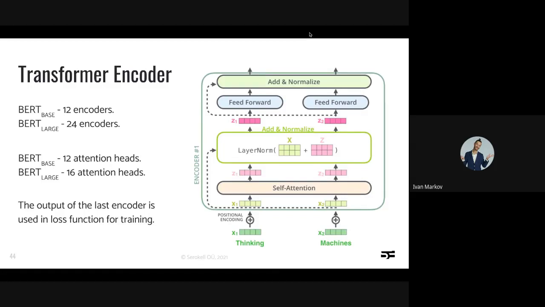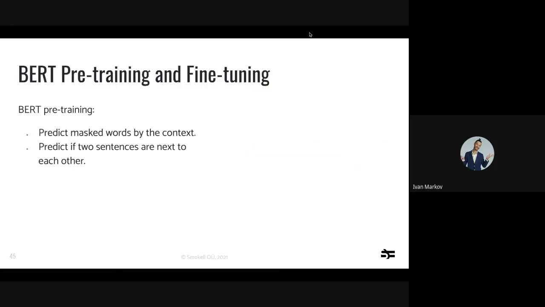Also, it's probably important to know that each sublayer in the encoder also has a residual connection around it, and it is followed by a layer normalization step. Let's not get too involved. Basically, it's done in order to make sure that the training process is as stable and as fast as possible. And finally, the output of the last encoder is used in the loss function for training. I know it sounded like a complete mess, but trust me, it works like a charm.